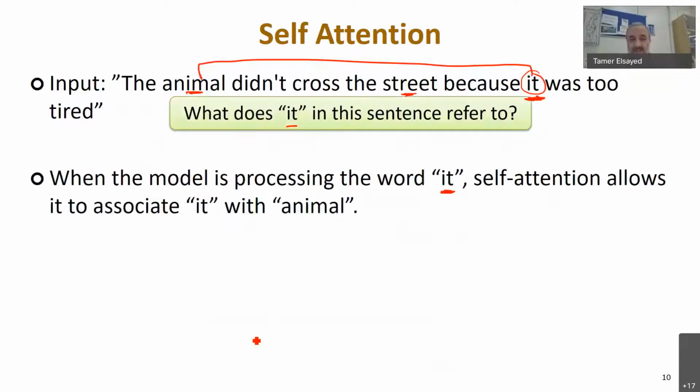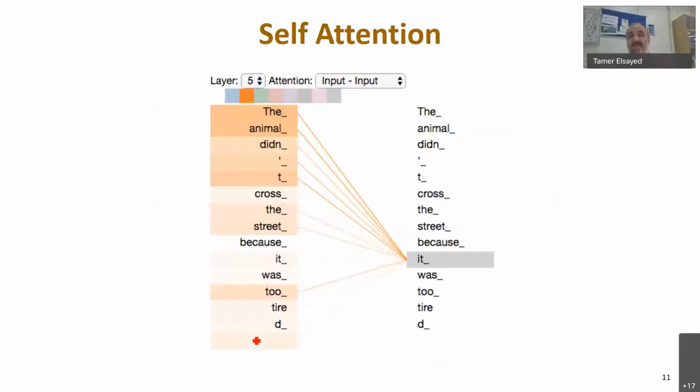Let me show you an example out of a trained transformer, for exactly this sentence: The animal didn't cross the street because it was too tired. First, one note before we talk about self-attention here. You notice that these are not all words: the, animal, did, then the apostrophe, then t, then cross the street because it was too tired, then d. What are these?